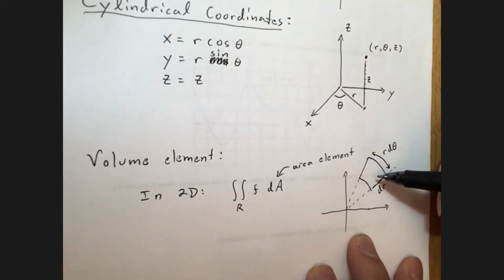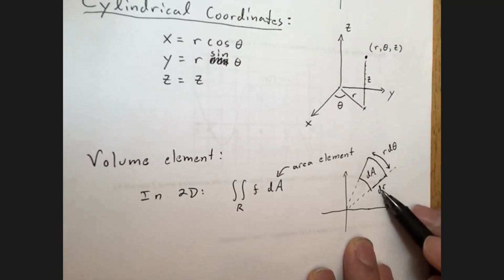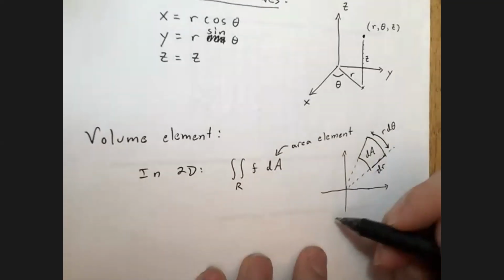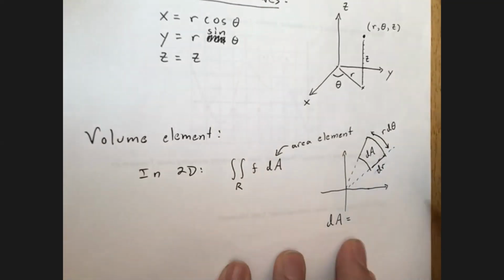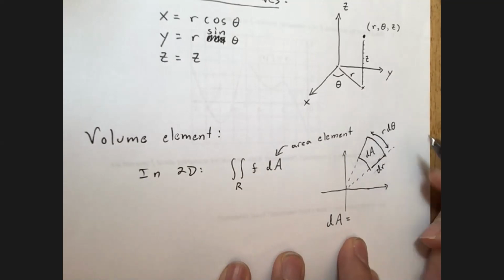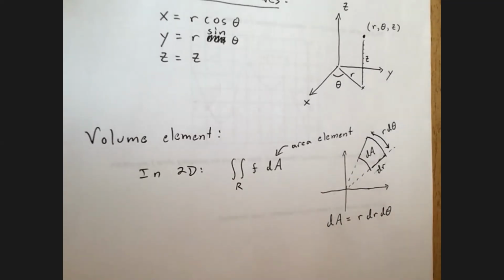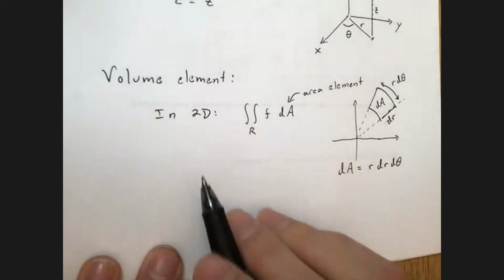So this little chunk of area here, which we're calling dA, is approximately equal to this distance times this distance. So it's dr times r d theta. If you multiply that, you can put the r out front, and dA is r dr d theta. That's usually how we write it. But you could write it r d theta dr, that's fine. We usually write it this way, putting the r's together. And that's how we get our area element. So that's the area element.